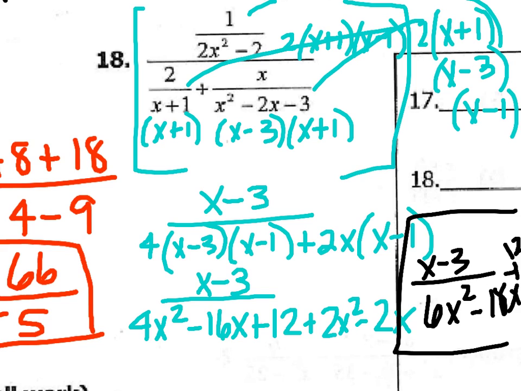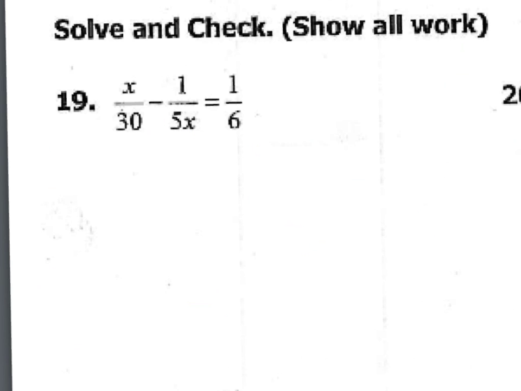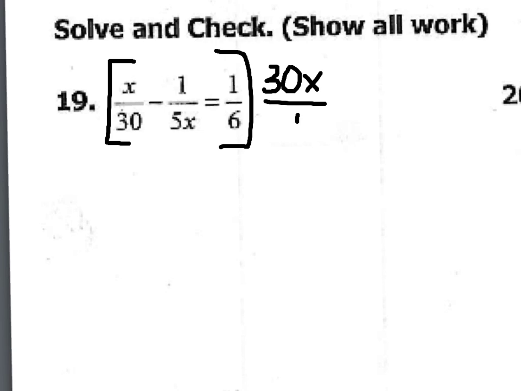Final type of problem, solve and check. Remember, checking was because I didn't want to have extraneous solutions. So first thing I'm doing is finding our LCD. In this case, it is 30x. So I'm going to distribute this and cancel at the same time. So I end up getting x squared minus 6 equals 5x.